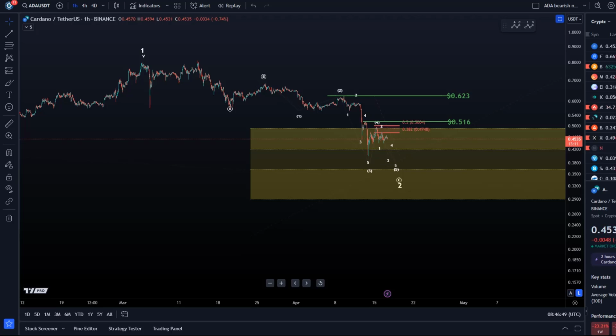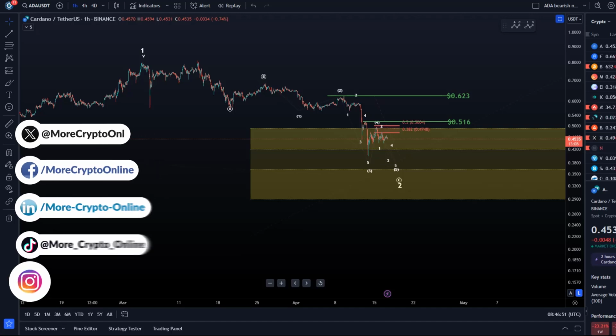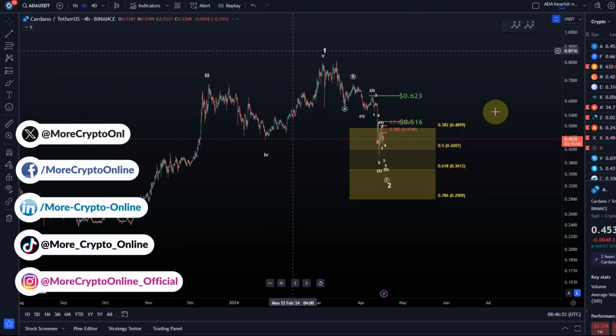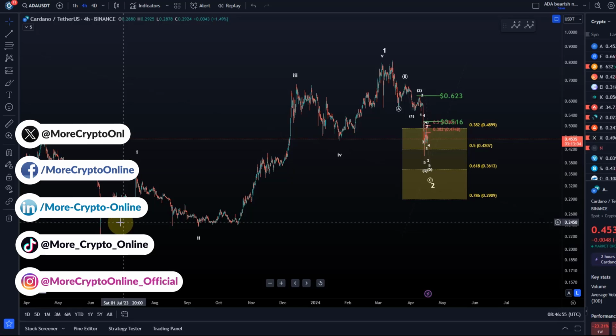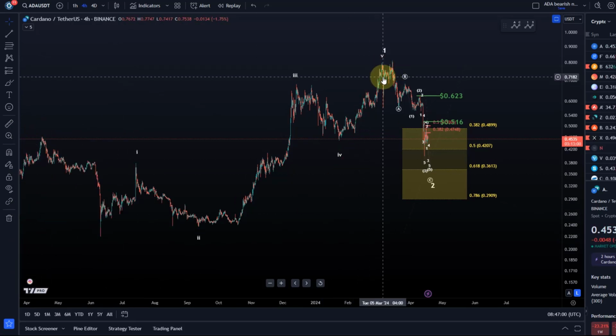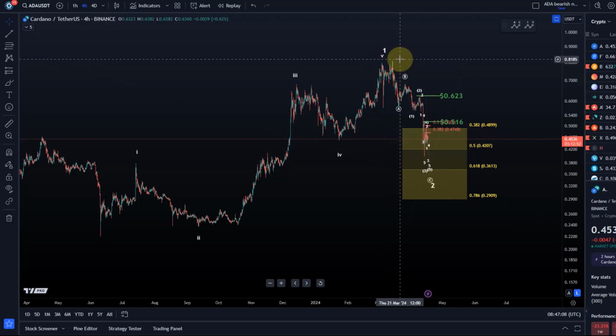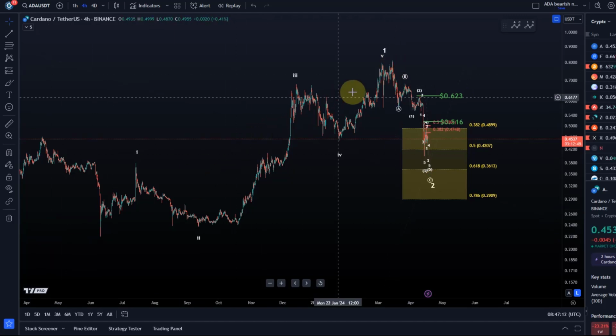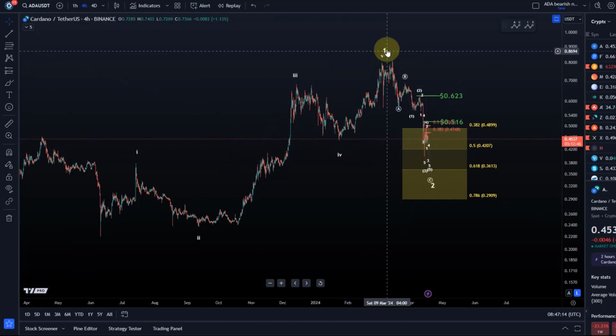We're going to take another look at the ADA chart, see if anything changed. First of all, looking at the 4-hour time frame, you can see that this is obviously unchanged. But for anybody who's new, we have this 5-wave move to the upside, which topped in early March or middle of March. That is, of course, up to debate. And this is a 5-wave move, and I'm considering that wave 1.